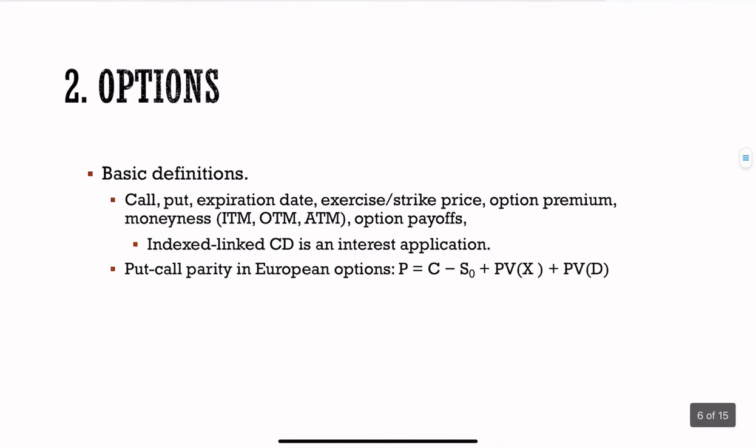Okay, second, options. First, basic definitions. So you have to understand what a call is, what a put is, what the expiration date is, what the exercise or strike price is, and what the option premium is. And you also need to understand moneyness. That is, an option can be categorized as in the money, out of the money, or at the money, right? So I'm using some shortcuts here.